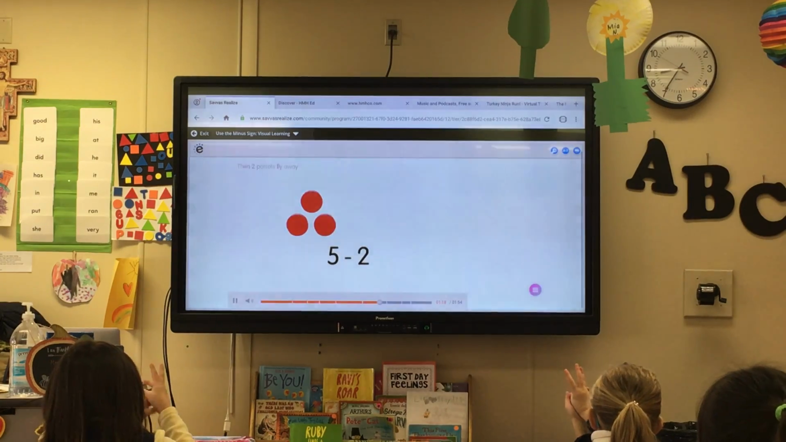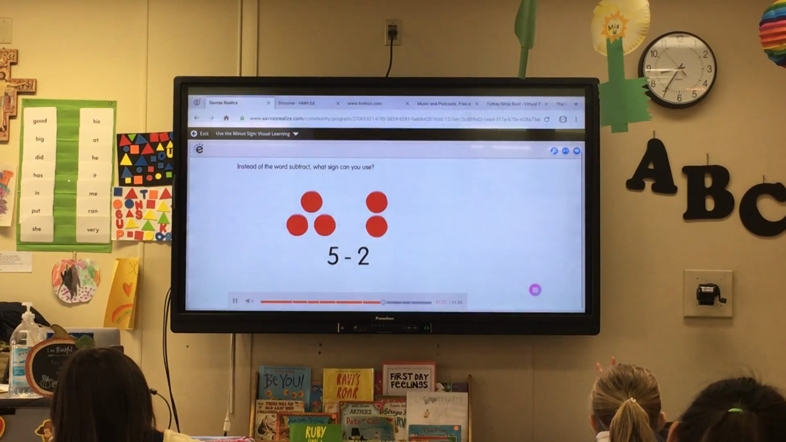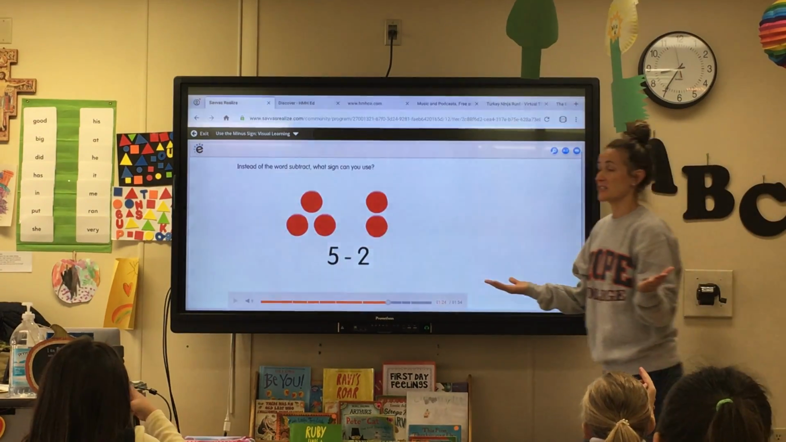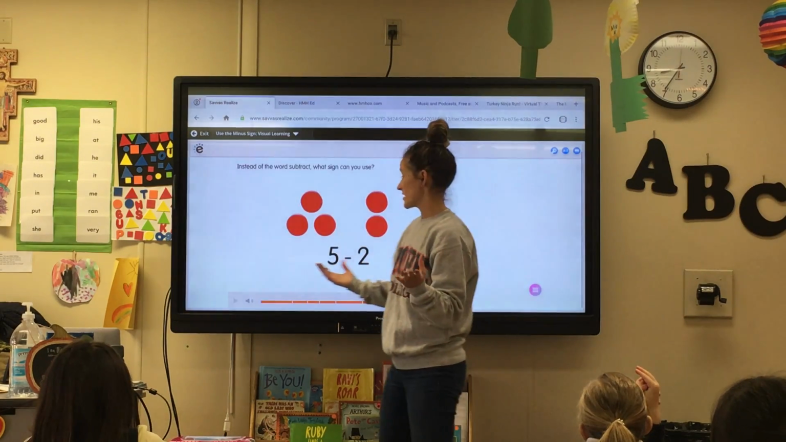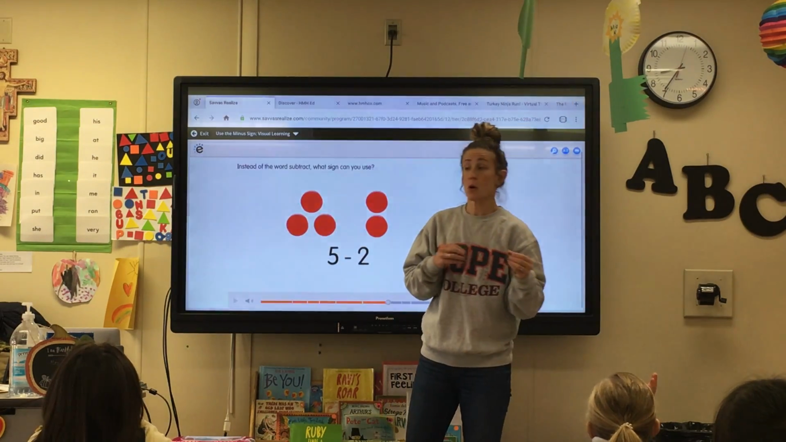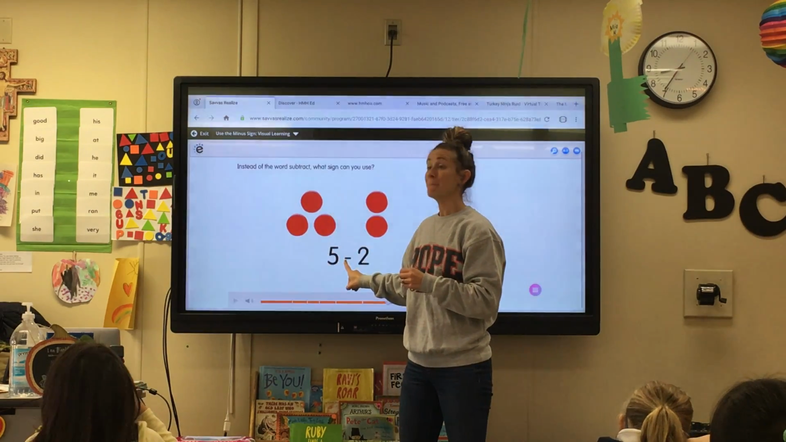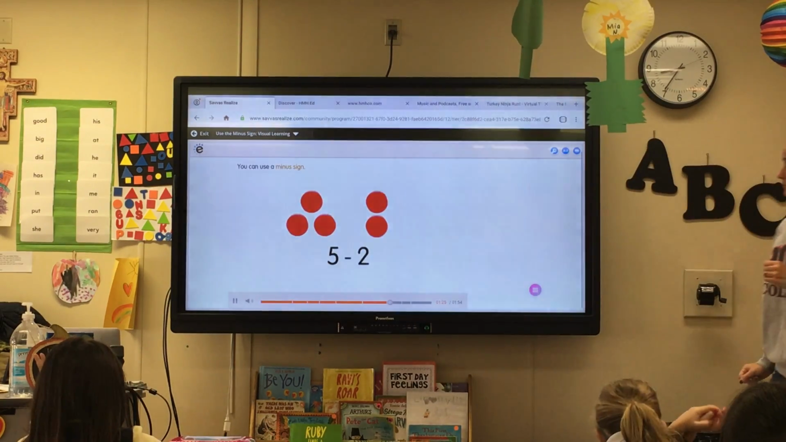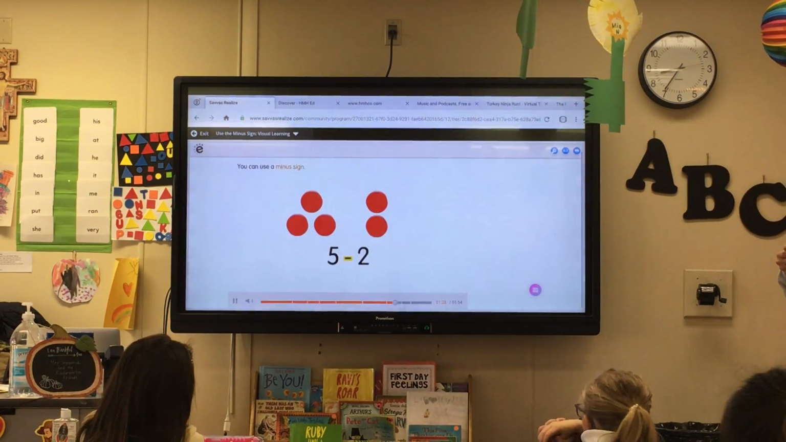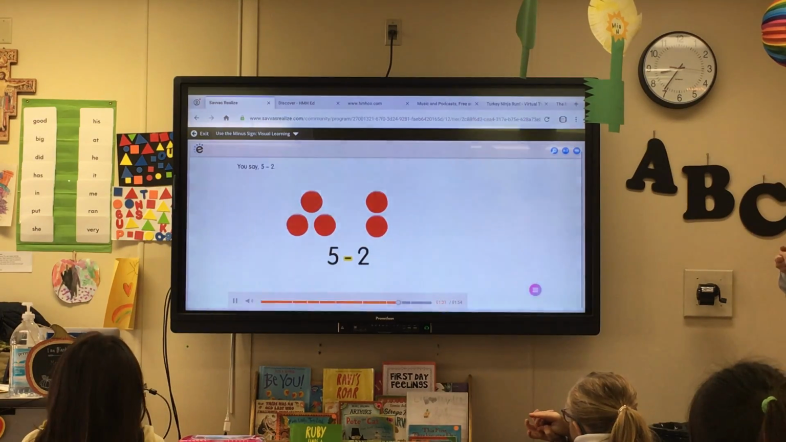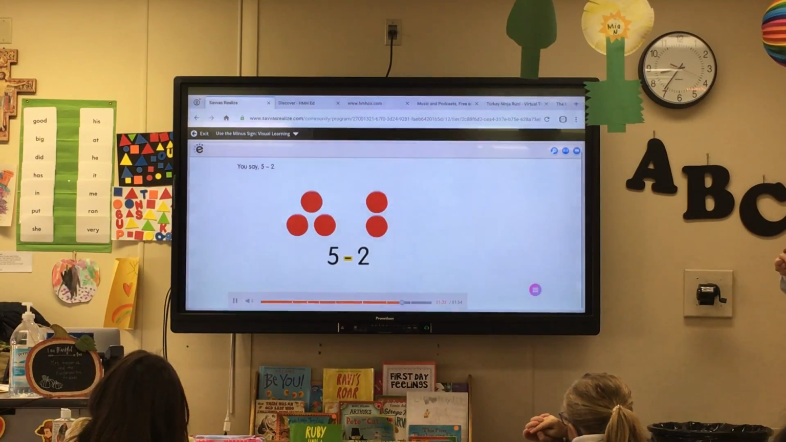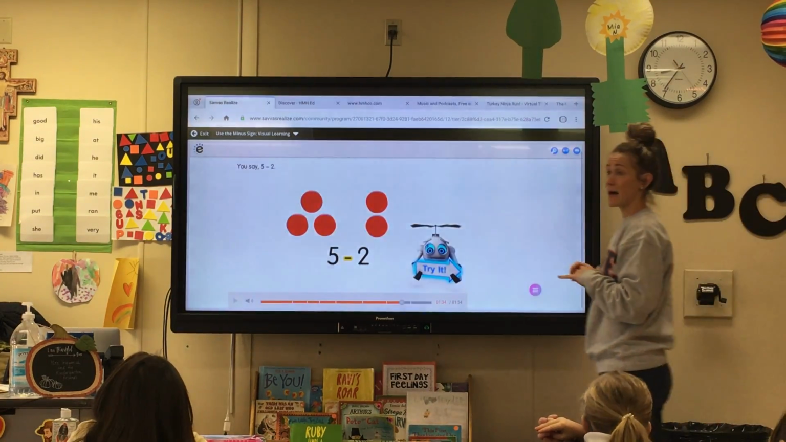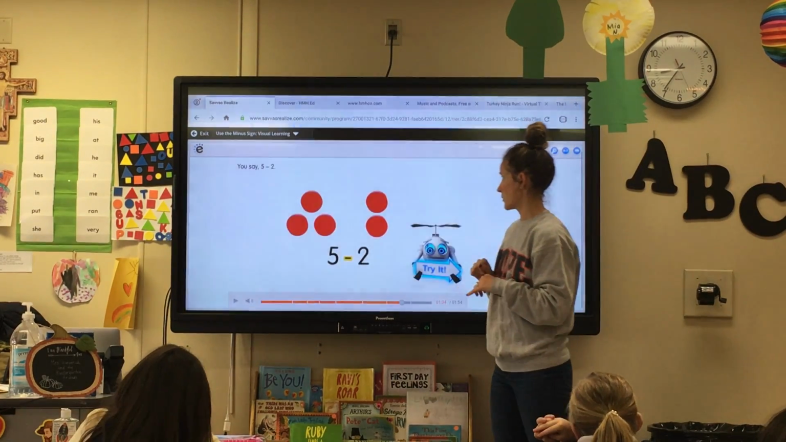There they go. Instead of the word subtract, what sign can you use? Minus. Let's all say it. Minus. Okay, so we're not going to say 5 subtract 2. We're going to be saying 5 minus 2. Okay, so be ready. You can use a minus sign. You say 5 minus 2. Okay, can all you guys say that? 5 minus 2. Awesome.